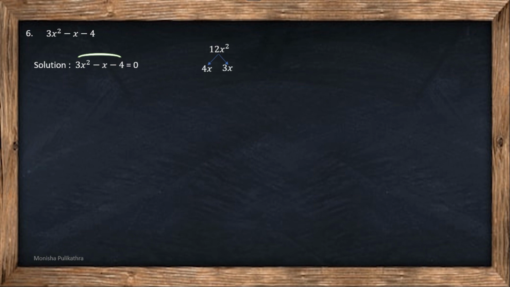4 3s are 12, x into x, x square. So 4x into 3x is 12x square. It satisfied one condition. Next, minus 4x plus 3x. Minus 4x plus 3x is minus x, that is 1x, and the larger number's sign is minus. So it satisfies the second condition also. So the two terms which we need to replace are minus 4x plus 3x, minus 4 is equal to 0.